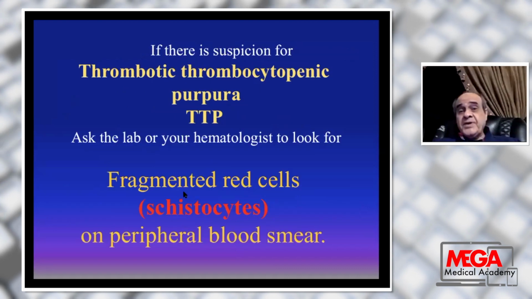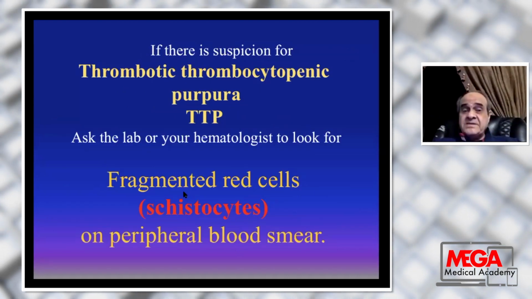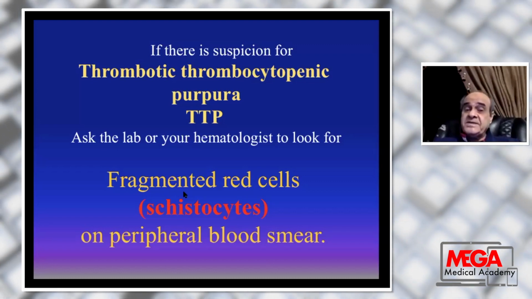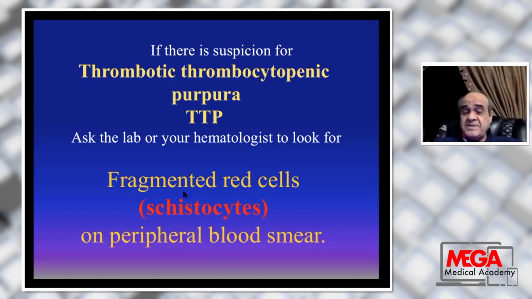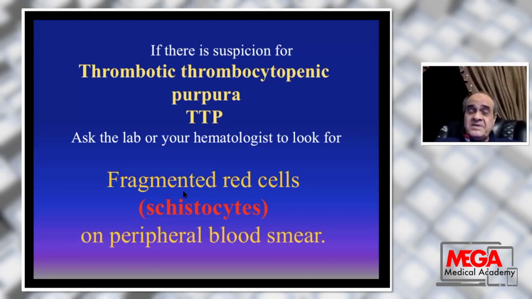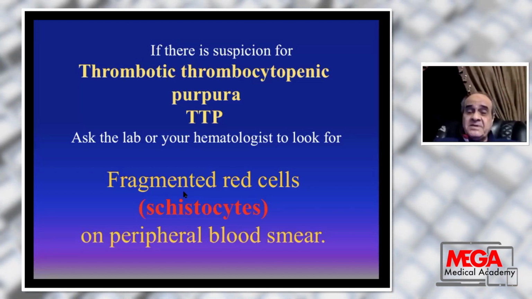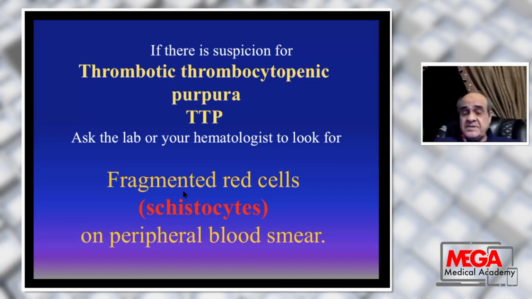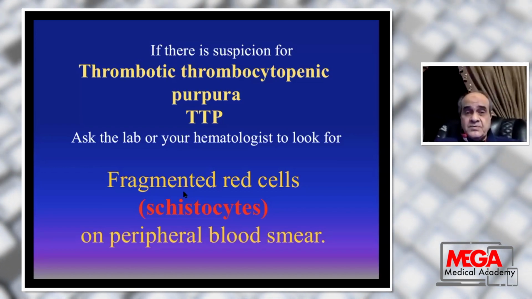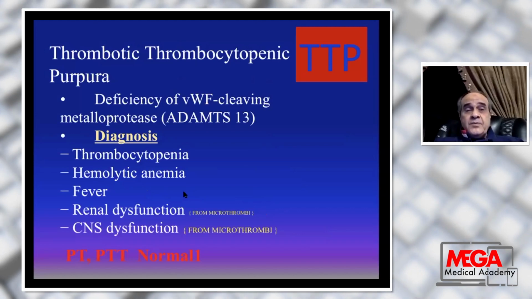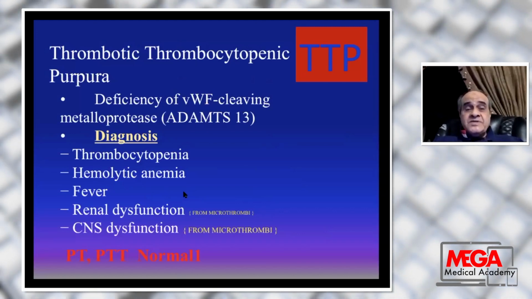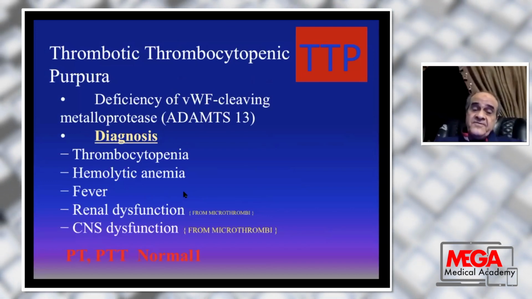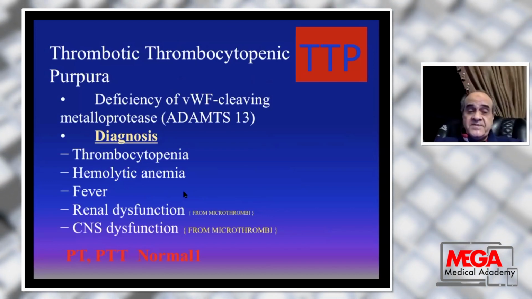Thrombotic thrombocytopenic purpura, TTP: ask the lab and the nephrologist to look for fragmented red cells in the peripheral blood smear, and if you diagnose it, we have to give fresh frozen plasma or plasmapheresis as soon as possible. In TTP, diagnosis depends on thrombocytopenia, hemolytic anemia, and schistocytes in the peripheral smear, fever, renal dysfunction, and CNS dysfunction.